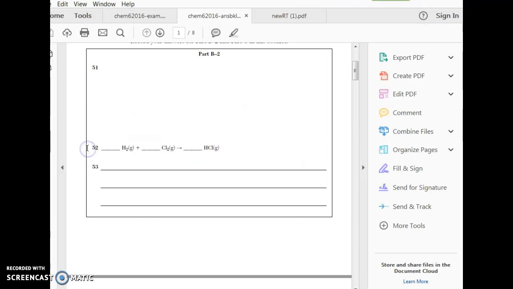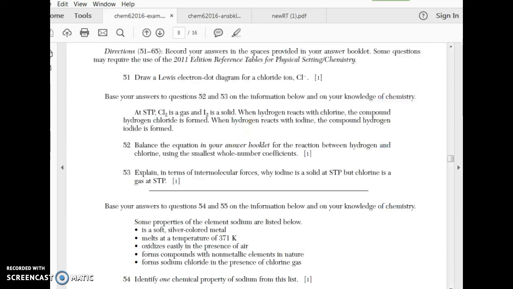52, oh my goodness, that is mad easy. I think we'd all agree. Notice here, I have two H's there, one H there, so I guess I have to put a 2 there. And that takes care of my chlorine problem. Now I have two chlorines. That's a balanced equation. Doesn't get much easier than that.